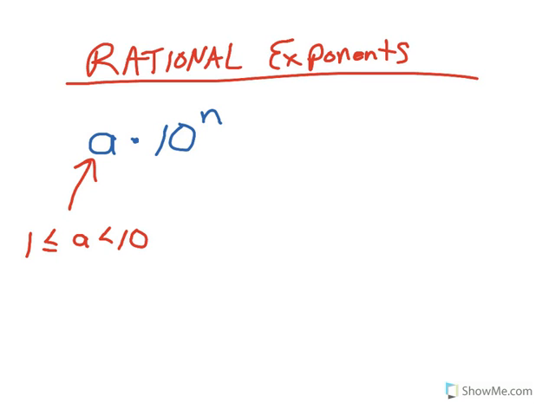So an example for a would be 4.2, 4.399, 1, 9.9. Also specific is this n here has to be an integer. Integers are whole numbers, positive or negative, including 0. No decimals, no fractions. I'll give you some examples of some numbers in scientific notation.